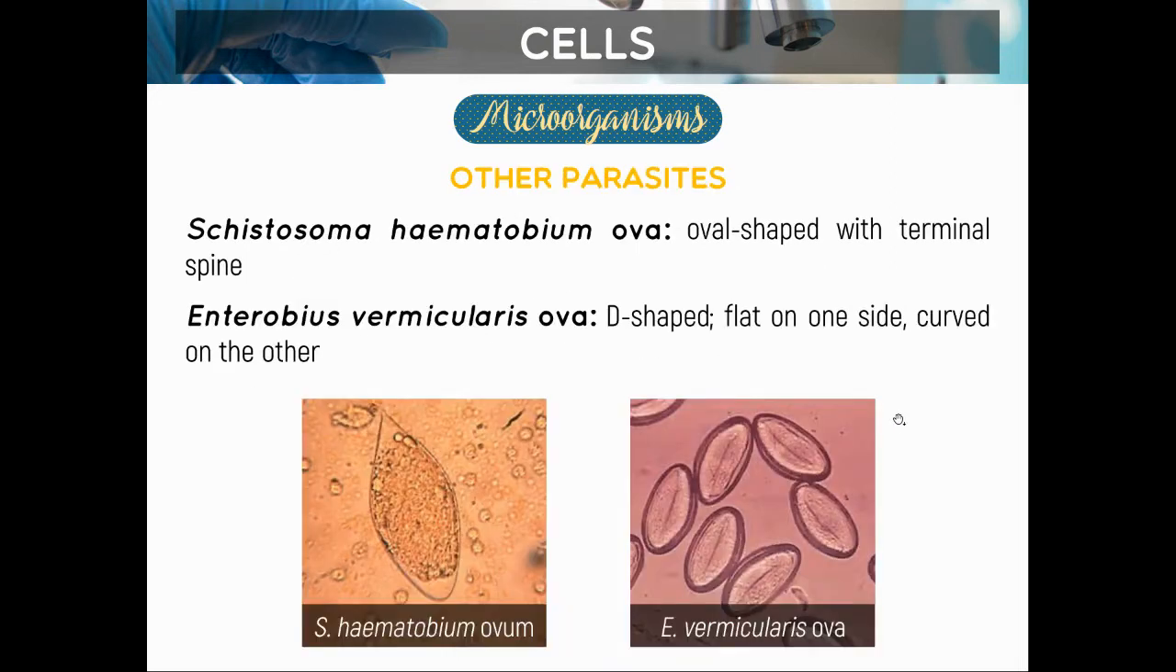And next, we have other parasites. We have Schistosoma haematobium ova. Its appearance is oval with a terminal spine. So it has a terminal spine and an oval shape. Schistosoma are bladder flukes. And other types of Schistosoma are japonicum, mansoni, and others. And we have here Enterobius vermicularis ova, D-shaped, flat on one side and curved on the other. So that means infection with pinworm, usually called pinworm.